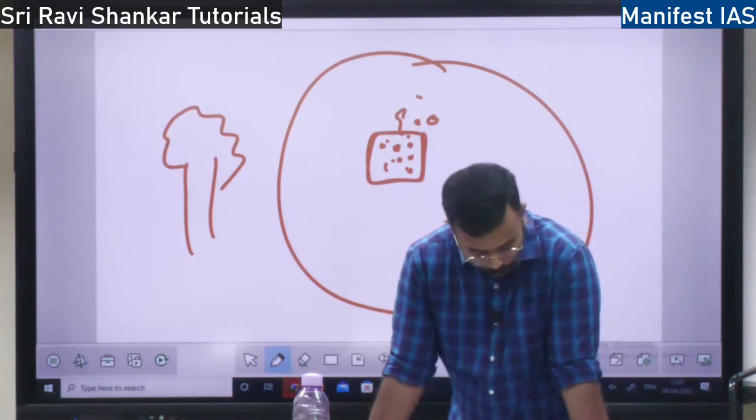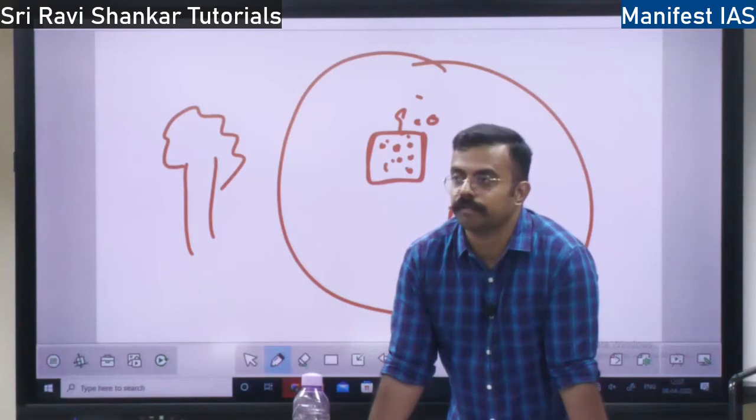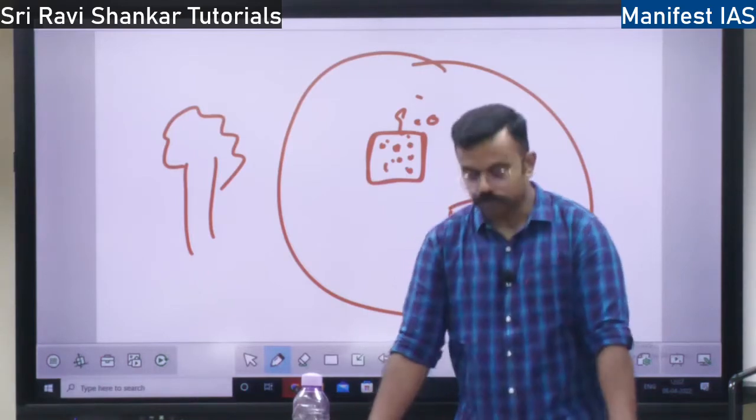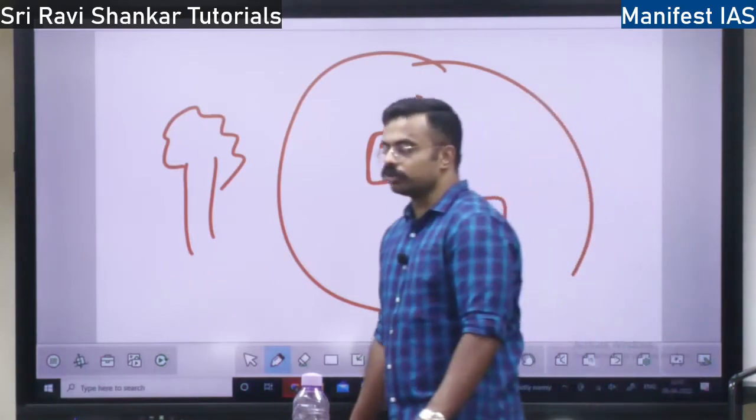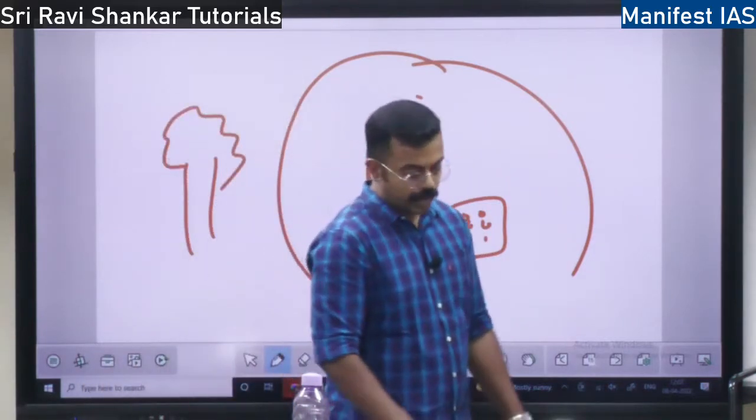So the first abiotic component is energy. So where do we get the energy from? We get it from the sun. Animals cannot directly use the sun's energy, so we use it indirectly by consuming the plants, right?